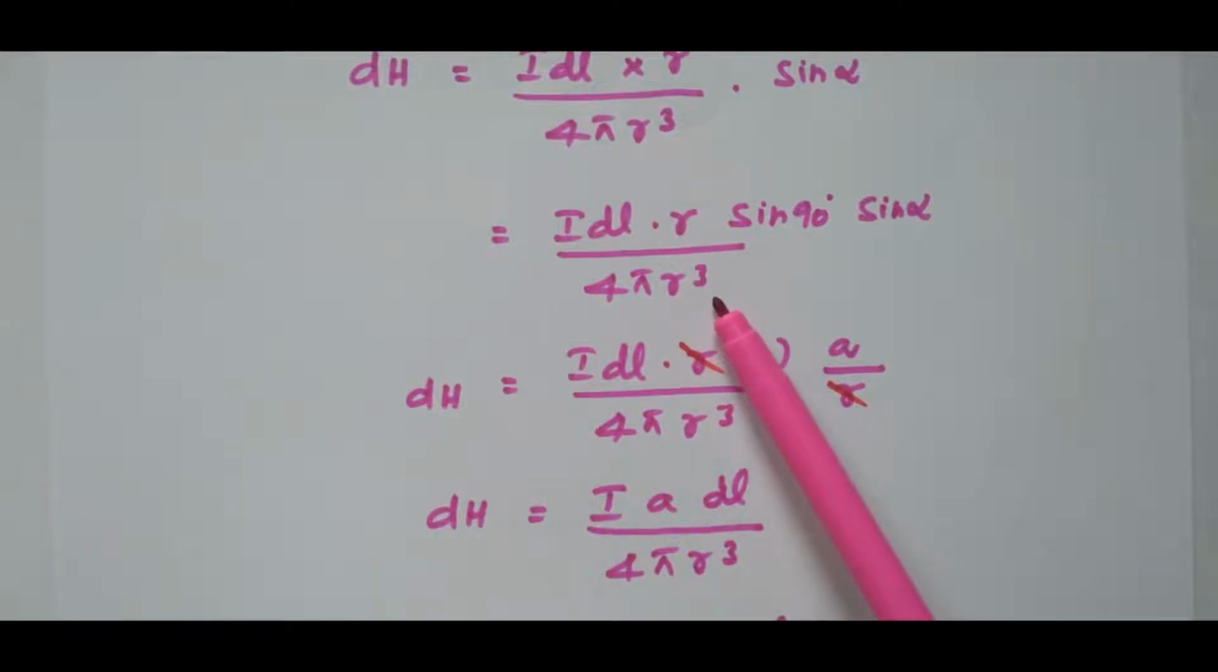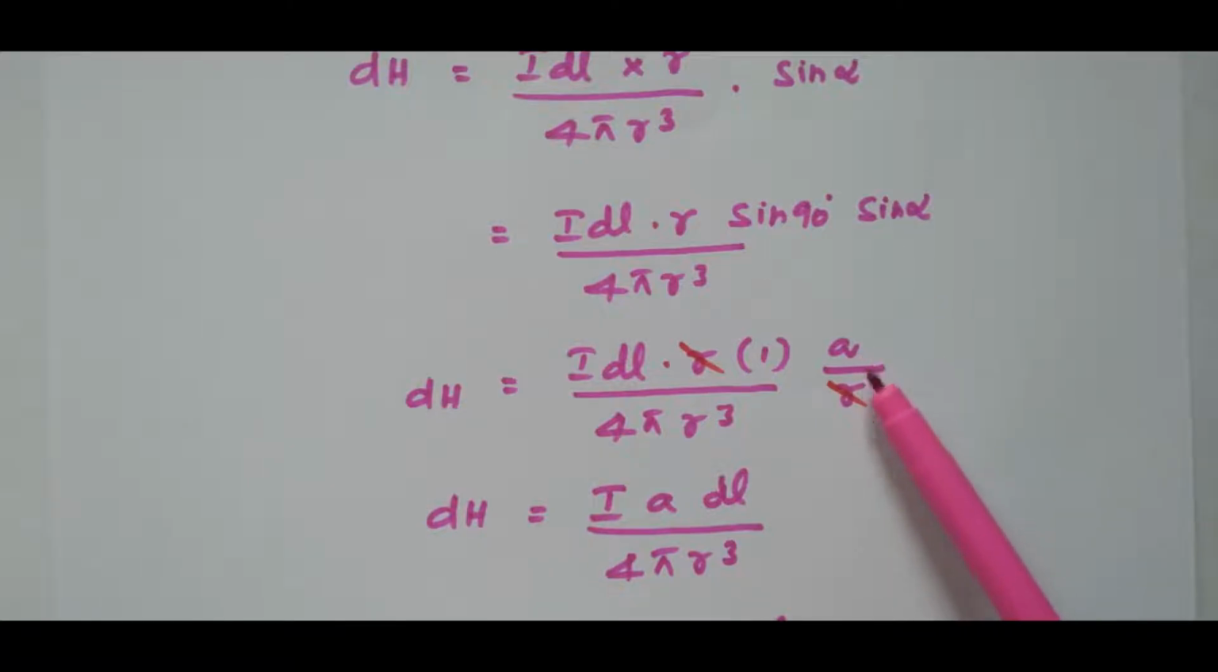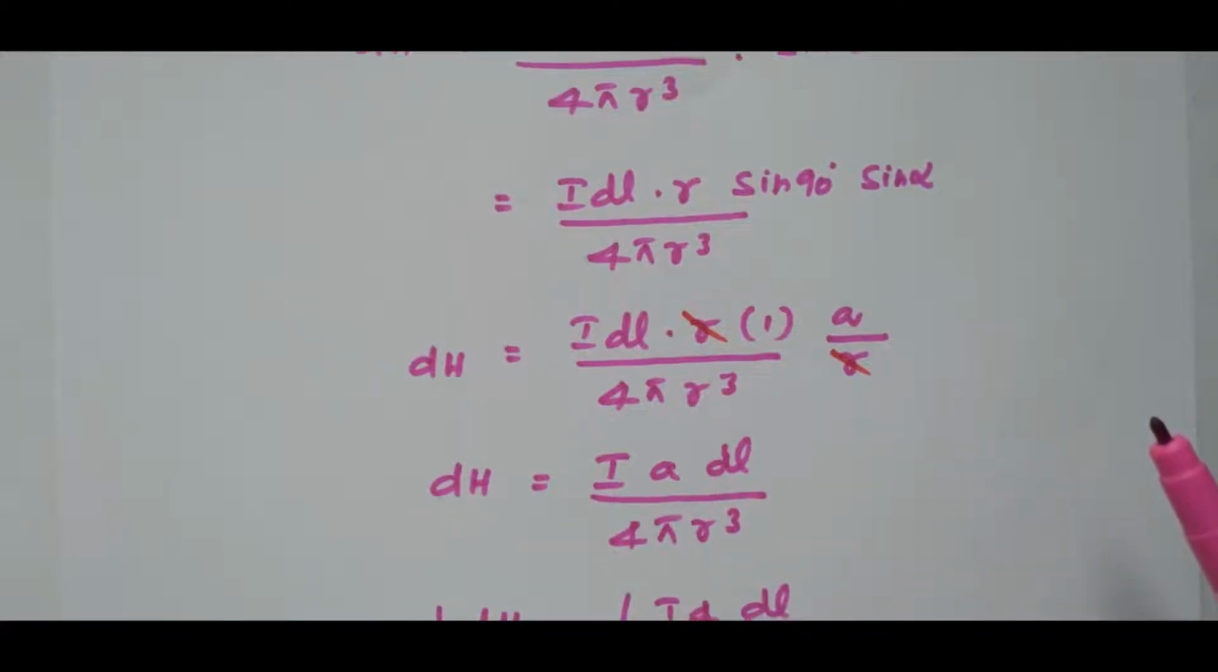Now here r is there, here r cube is available. So here this sin alpha is replaced by a by r. From the triangle we calculated sin alpha equals a by r. So this r got cancelled. Sin 90 is 1. So finally what we have is I a dl divided by 4 pi r cube. So this is due to only a small current element. This dH is the magnetic field intensity due to the small current element. So by integrating on both sides, we'll get the total magnetic field intensity.